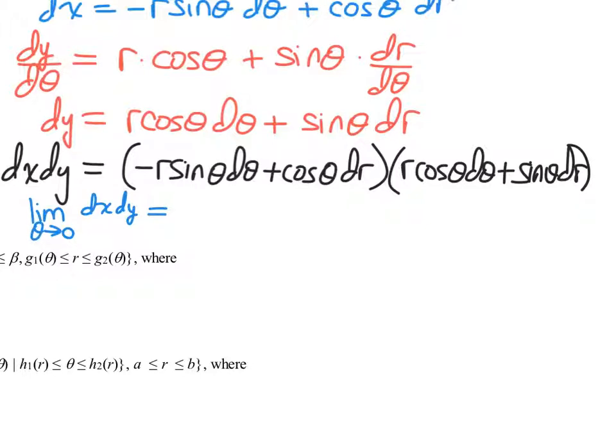Okay, so on the right-hand side, I'm going to find the limit of this whole shebang here as theta approaches 0. Anything that has a sine in it is going to go away. Anything that has a cosine in it is going to go to 1. So from the first binomial, the whole thing collapses down to just a dr. And the second binomial collapses down to just an r d theta.